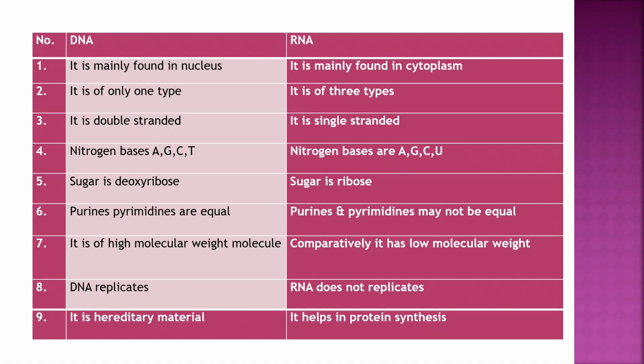In DNA, purines and pyrimidines are equal. In RNA, purines and pyrimidines may not be equal. DNA is a high molecular weight molecule. RNA is low molecular weight. DNA replicates, RNA does not replicate. DNA is hereditary material. RNA helps in protein synthesis.